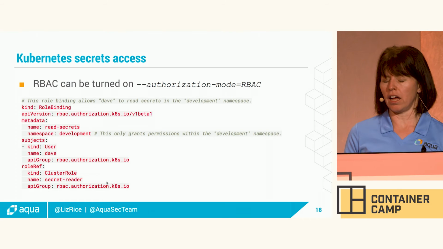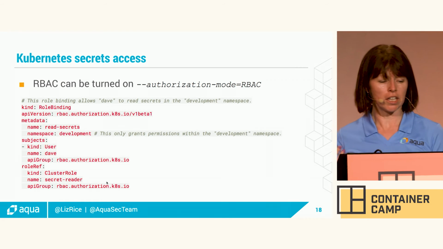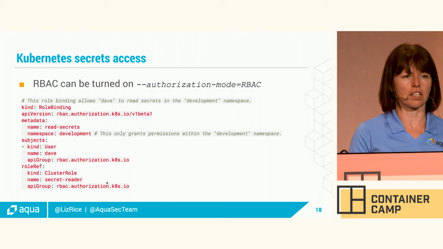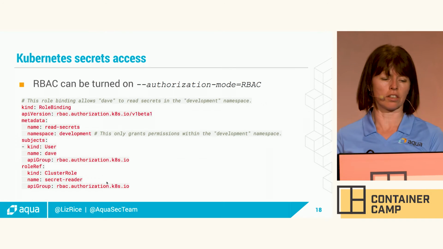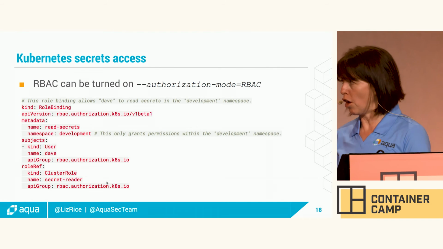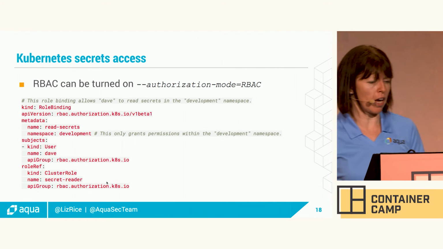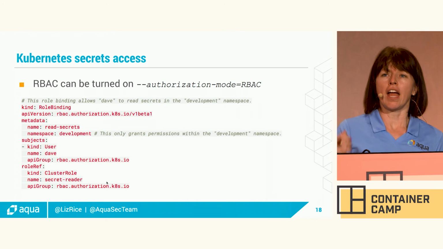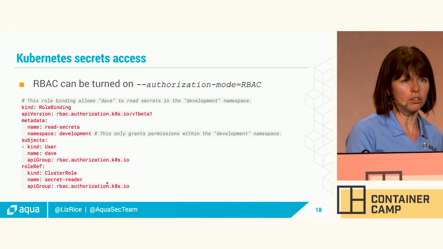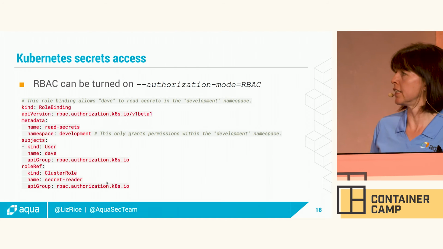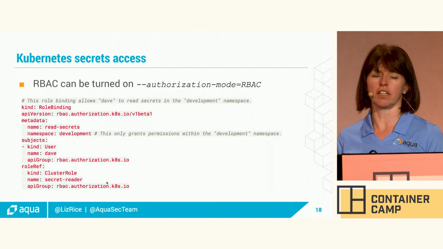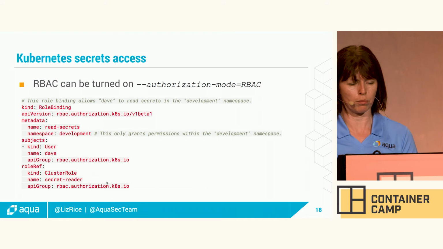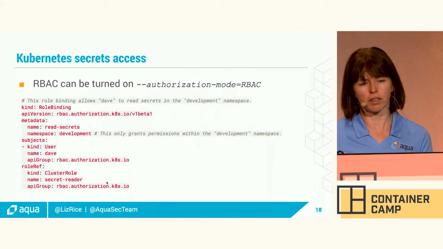Kubernetes has role-based access control that you can turn on so that you can say certain users can have access to certain secrets or certain namespaces. I won't go into all the detail of that, but one thing to be aware of: any user who has access to a pod will be able to exec into that pod and see the secrets, even if you didn't give them secrets access through the role-based access control. So again, just something to be aware of.